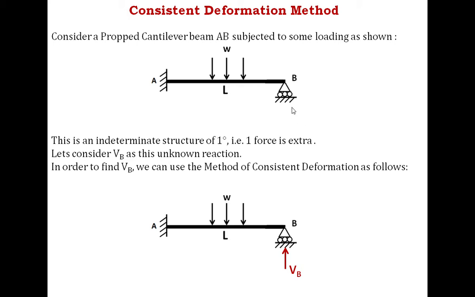If we find that, we can solve the structure by applying the equilibrium equations. Let us say, for the time being, we consider VB, the vertical reaction at B, as an unknown reaction. So this is that vertical reaction at B which we have considered as unknown. If we find this vertical reaction at B, then the structure will become statically determinate. Let's see how we can use the consistent deformation method to solve this problem.